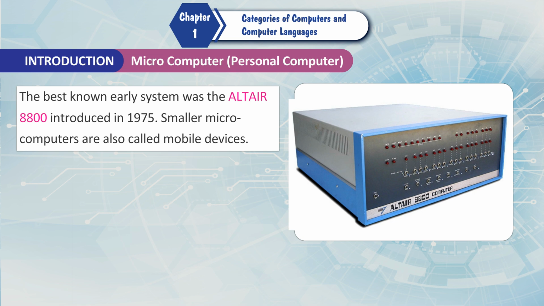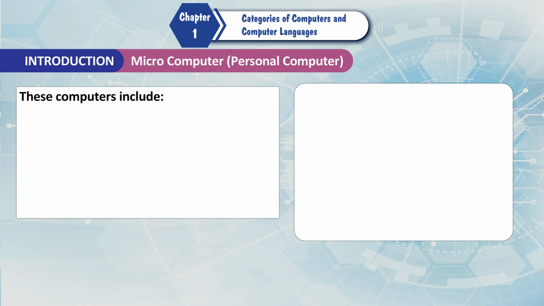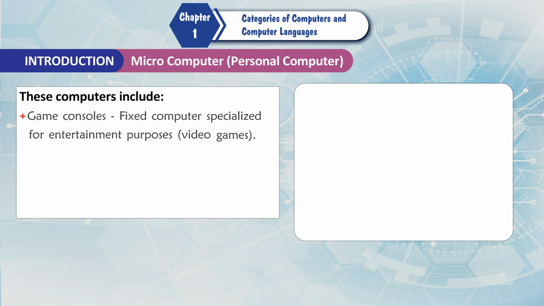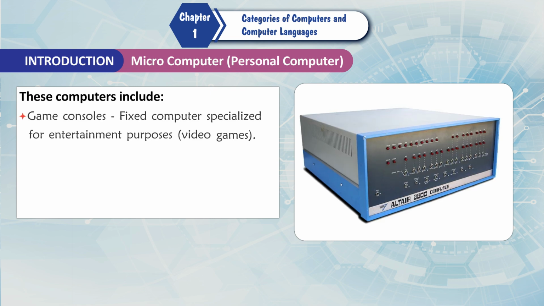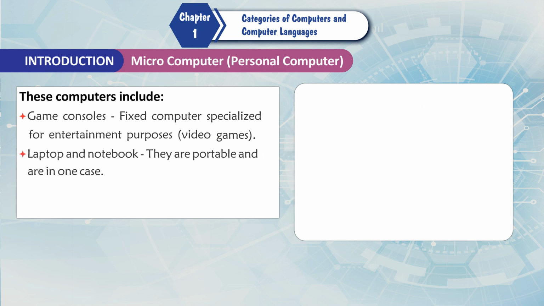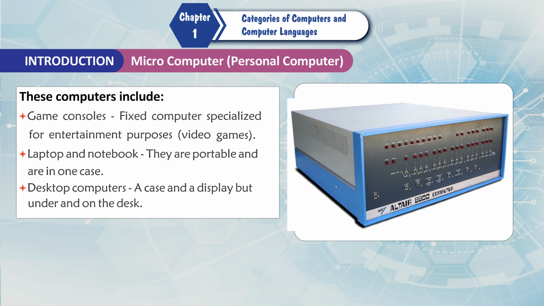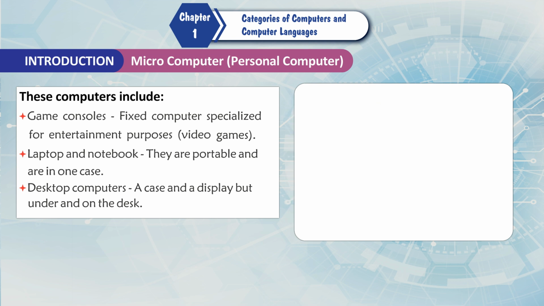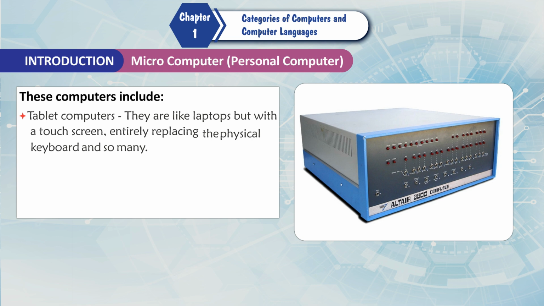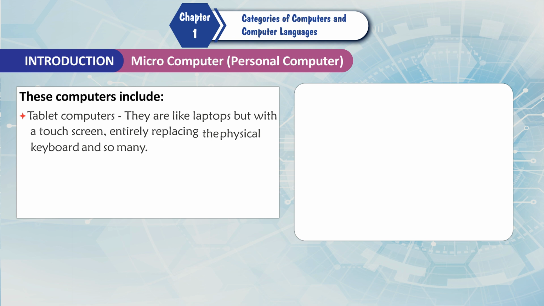Smaller microcomputers are also called mobile devices. These computers include game consoles, fixed computers specialized for entertainment purposes, video games, laptops and notebooks. They are portable and are in one case. Desktop computers have a case and a display but sit under or on the desk. Tablet computers are like laptops but with a touch screen, entirely replacing the physical keyboard, and so many more.